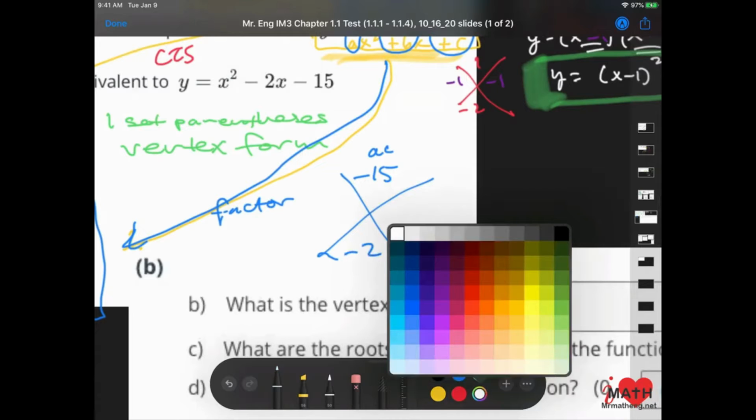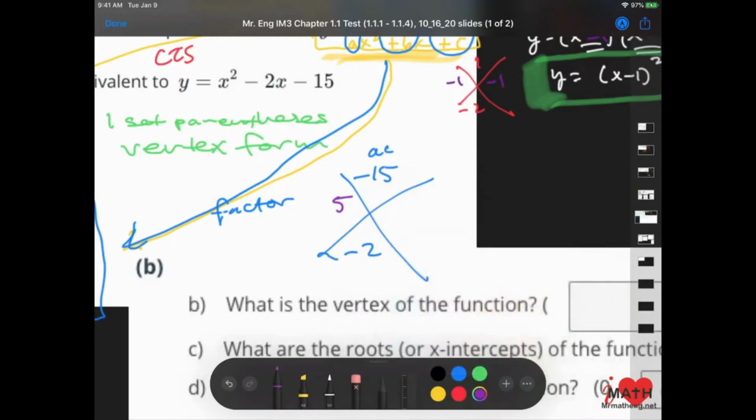My two numbers multiply to 15, so they are 5 and 3. But when you add them together, it has to equal -2, so this one has to be a -5. -5 plus 3 equals -2. You're adding those, the ones in purple, and you are multiplying in this direction.